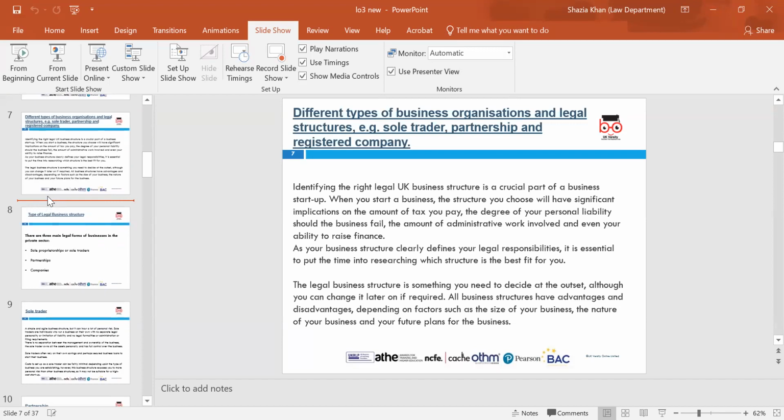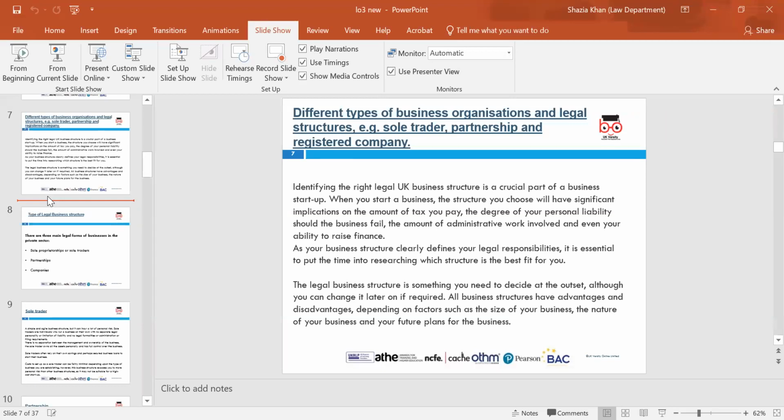Different types of business organization and legal structures, for example, sole trader, partnership, and registered company. And we're going to go through each one. Okay, so I'll give you a little bit of identification of what each type of business does as well.